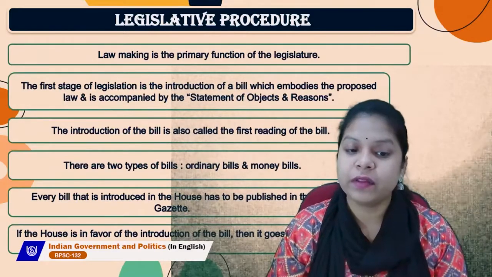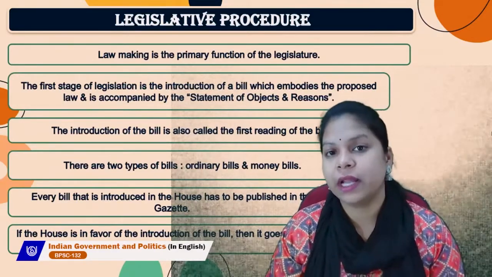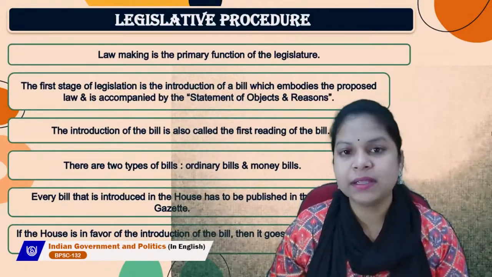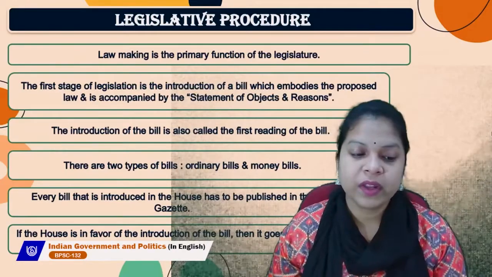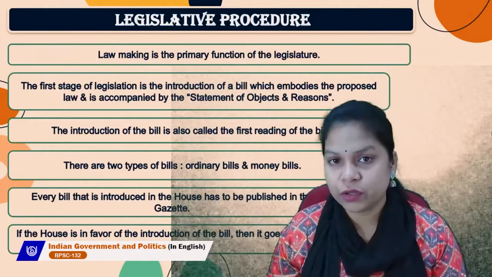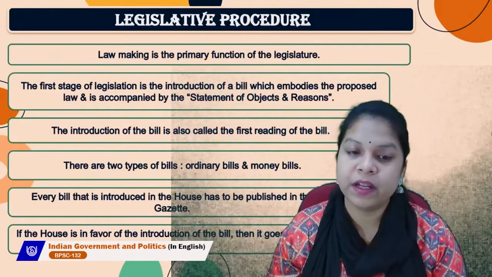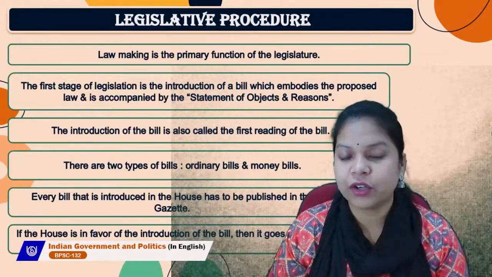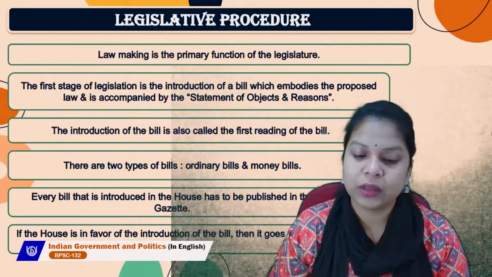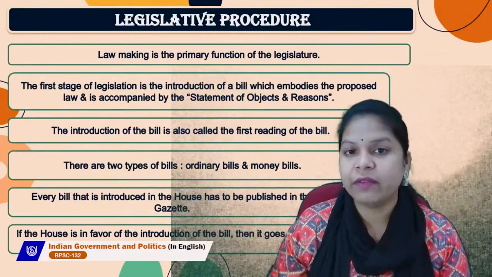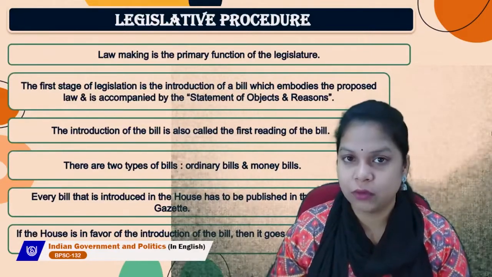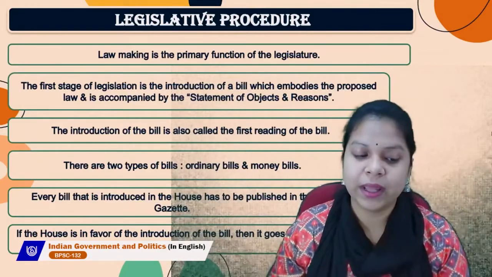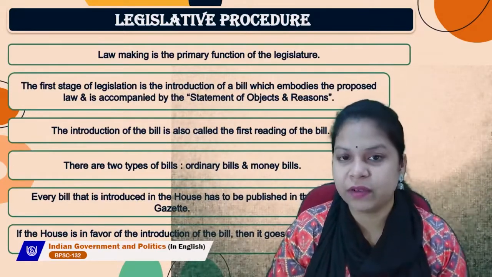The introduction of the bill is also called the first reading of the bill. There are two types of bill, ordinary bills and money bills. Every bill that is introduced in the House has to be published in the Gazette. If the House is in favor of the introduction of the bill, then it goes to the next stage. Whenever a bill is introduced in a House, it should move to the next stage when that House favors the bill.